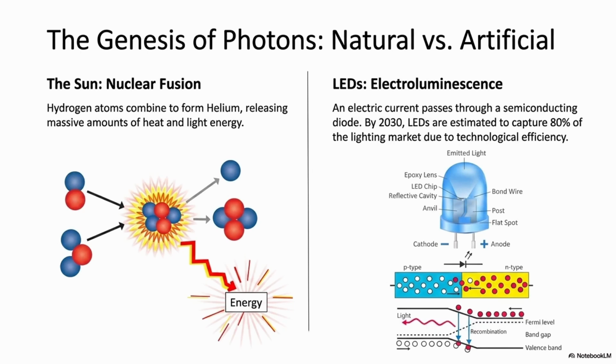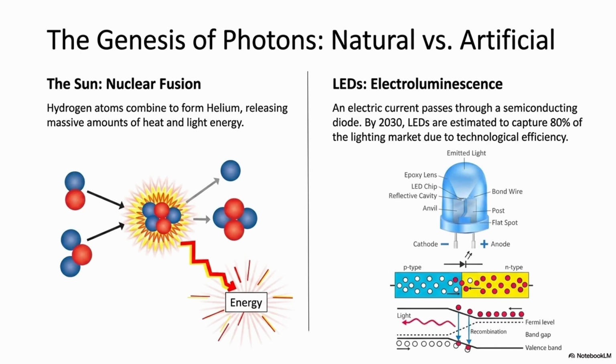And the real-world use case here is huge. The slide notes that by 2030, LEDs are estimated to capture 80% of the entire lighting market. Because of that technological efficiency. Right, we aren't wasting power generating heat like with old incandescent bulbs. Mhm. We're just neatly dropping electrons down a step and popping out light. It's everyday engineering harnessing quantum mechanics. So we know how it's born and we know how it travels. But what happens when it hits a solid wall?